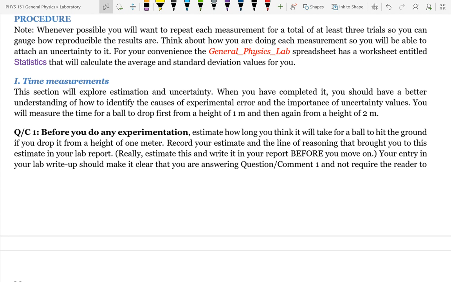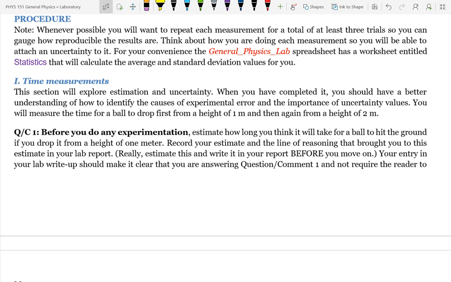So what you're going to do is you're going to estimate, before you do any dropping, how long you think it'll take for this ball to drop 1 meter. And so then you're going to write down in your lab book, I think it's going to take this long for it to fall 1 meter, and give your reason why you came up with that. Now, this is an estimate. Are there wrong estimates? Yeah, if you say it's going to take an hour, you will lose points there, okay? I mean, you're allowed to be wrong, but not ridiculous.